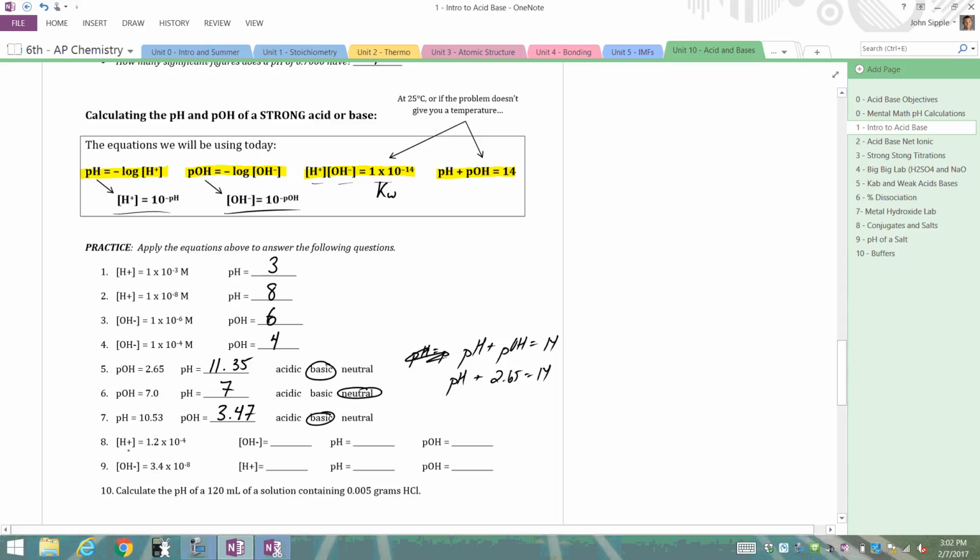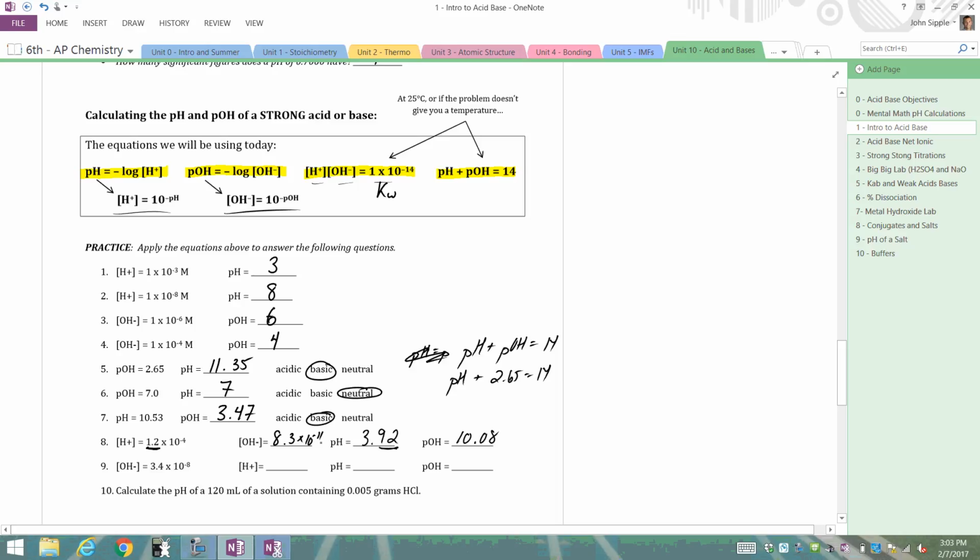So for number 8, what I would do is I would go minus the log of 1.2 times 10 to the minus 4, and I get a pH of 3.92. And notice there are 2 sig figs here, and 2 sig figs here. Then I'm going to take 14 minus that number to get 10.08. Then I can take 10 and raise that to the negative 10.08 to give me 8.3 times 10 to the minus 11, okay? So that's kind of the easiest way to go.